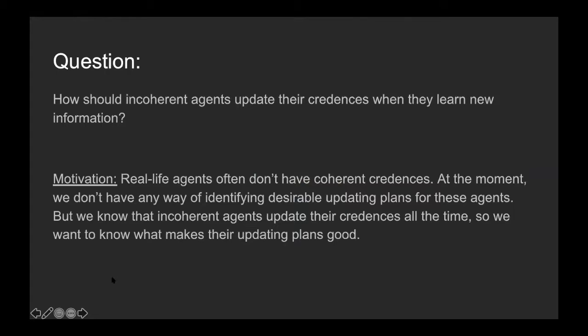Okay, so here's a question that Glauber and I started to become interested in: how should incoherent agents update their credences when they learn new information? Our motivation for thinking about this question was that real-life agents often don't have coherent credences, right? When you look at psychology and cognitive science and how they study human reasoning, often they think that maybe humans are approximate Bayesian agents, but nobody thinks real human reasoners are perfect Bayesian agents. And it seems like at the moment, we don't really have a way of identifying desirable updating plans for these agents. But of course, we know that incoherent agents update their credences all the time, and we want to know what makes their updating plans good.